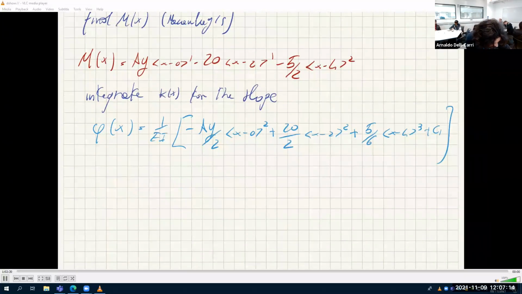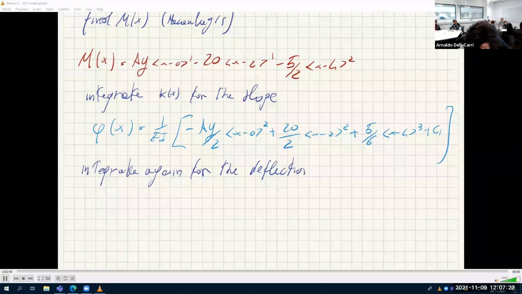Integrate again for the deflection. V of x, and we have that V of x is 1 over EI. See how fast you can solve this exam question? Extremely fast. If you practice this, you're going to zip through the exam.